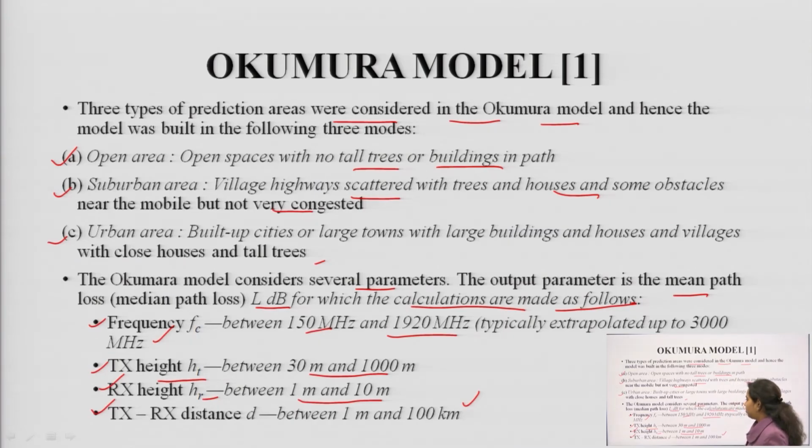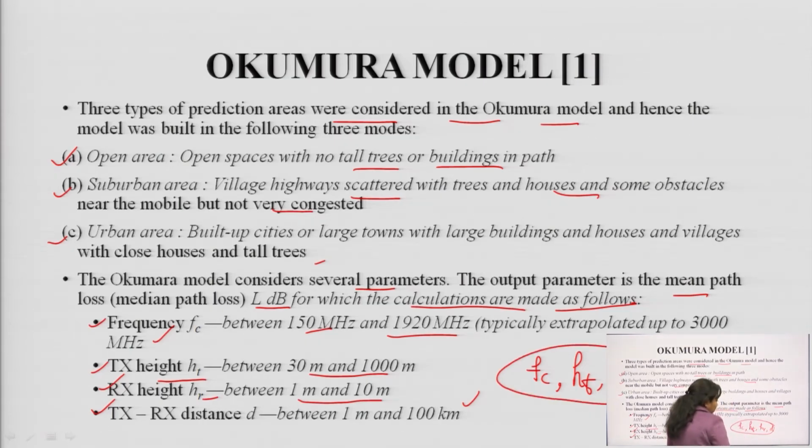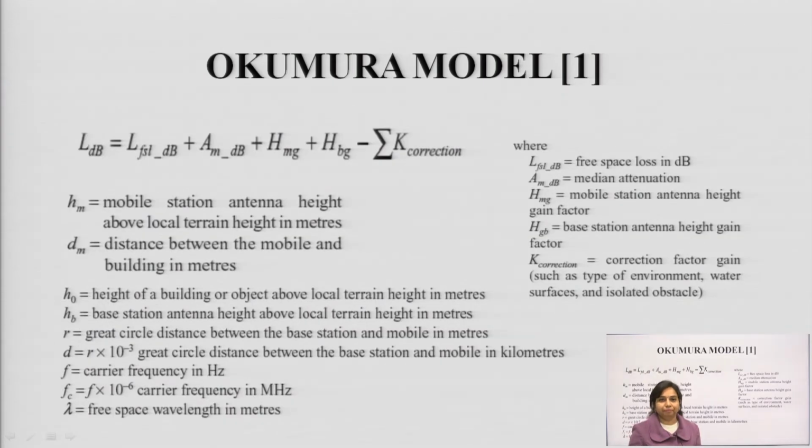So, we have 4 parameters: fc, then ht, hr and d. These 4 parameters we have seen. This is the frequency range, this is transmitter height, this is receiver height, and the distance between the transmitter and receiver is denoted by small d. This is the Okumura model.